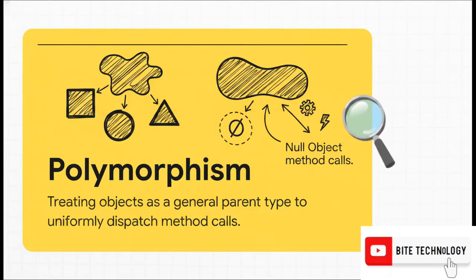Now, polymorphism is arguably the absolute superpower of object-oriented programming. At its core, it lets us treat objects of completely different concrete types as a single general parent type. Because they share this parent type, you can dispatch method calls to them uniformly. You trust that each specific object is going to know exactly how to handle the instruction on its own. You don't actually need to know exactly what the object is, you just need to know what it can do.